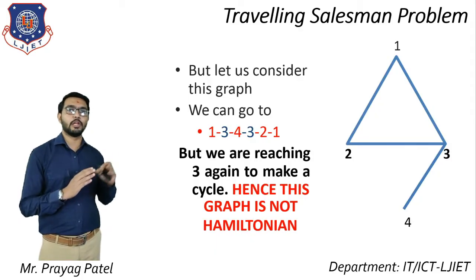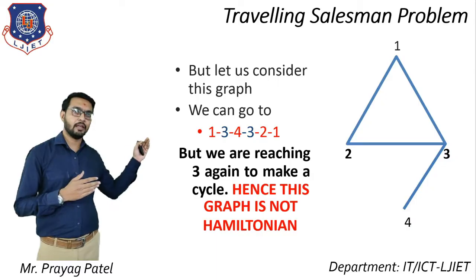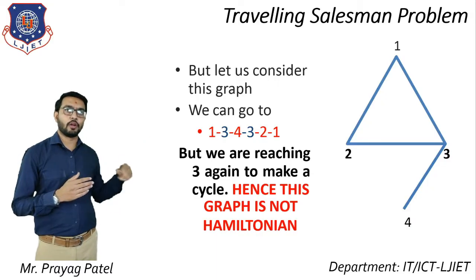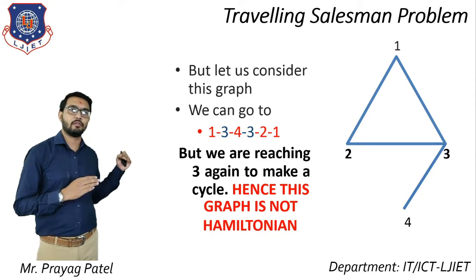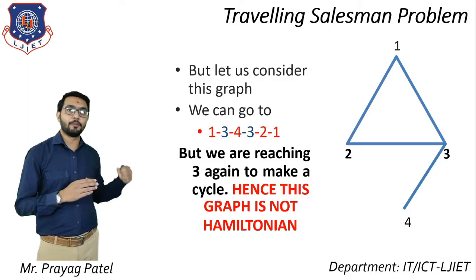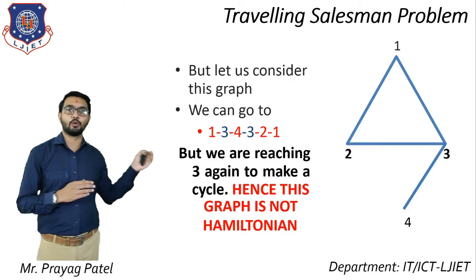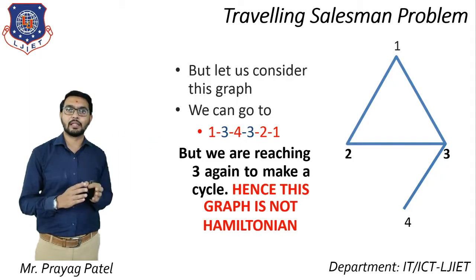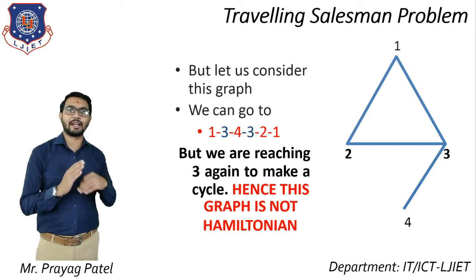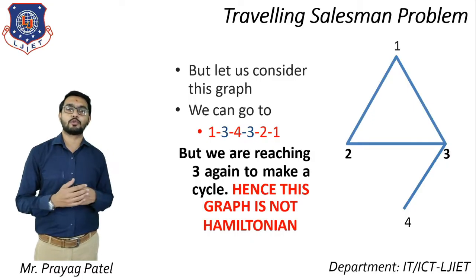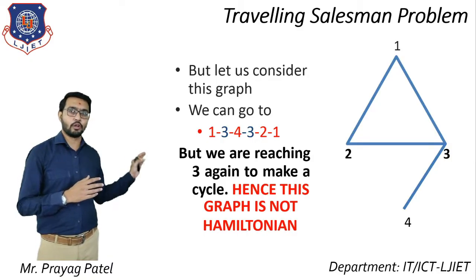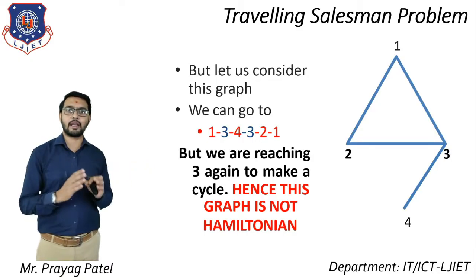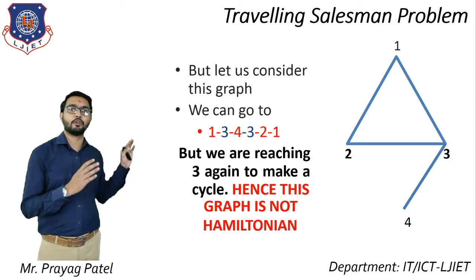And if we move from node 1 to 3, then 3 to 4, then 4 back to node 3, then 3 to 2 and 2 to 1, in this path consider node number 3 as a repeated node. So node 3 is repeated, or visited 2 times. So this is not considered as a solution of the traveling salesman problem, or also we can say that this is not considered as a Hamiltonian cycle or Hamiltonian circuit.